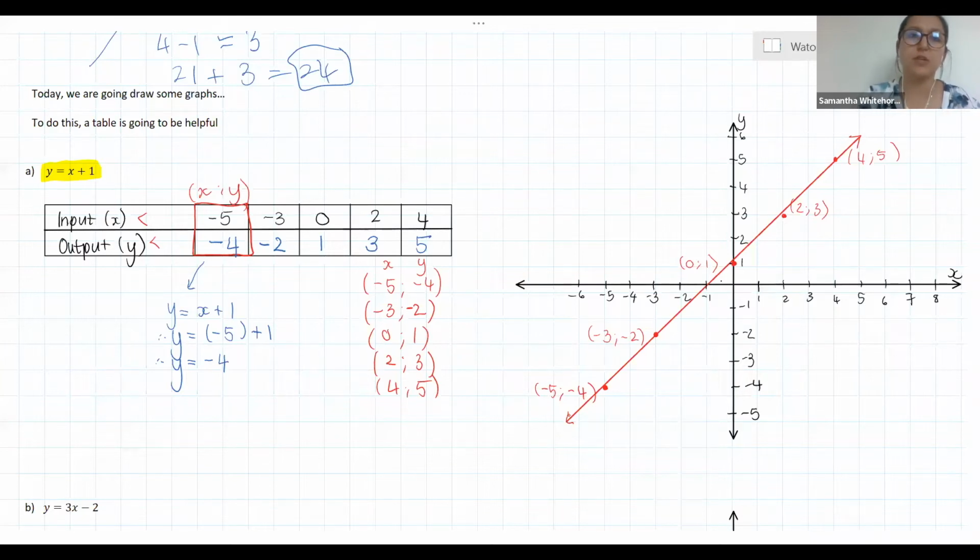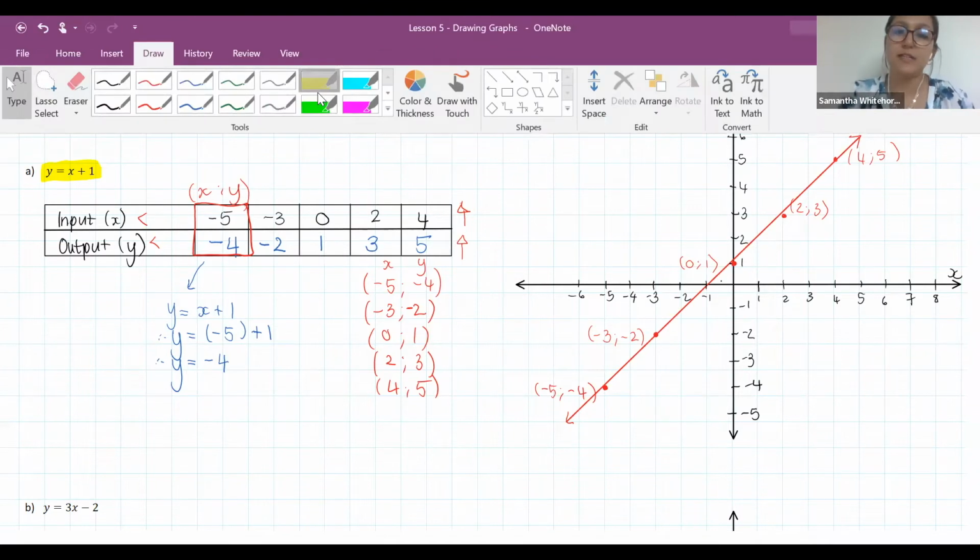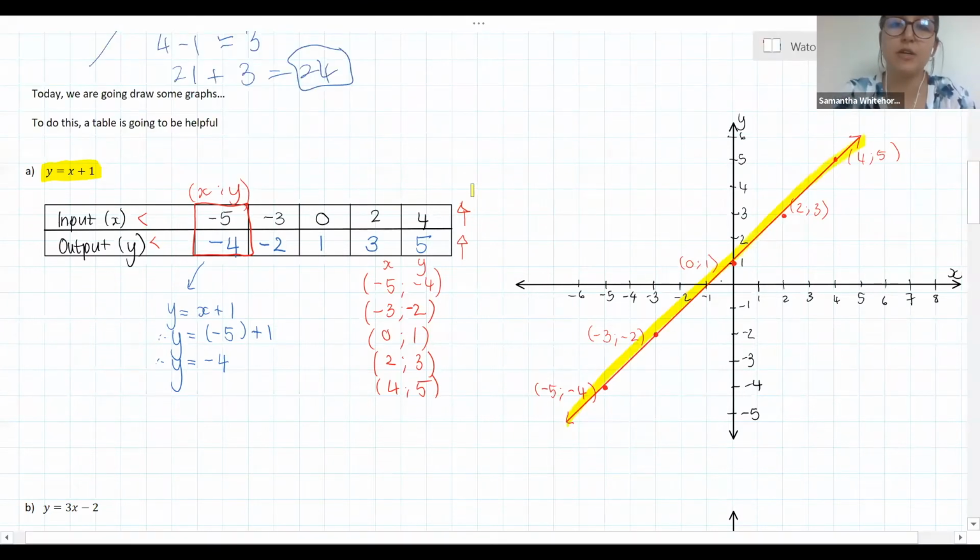Now it is increasing because what we can see is that as the X values are increasing, so I went -5, -3, 0, 2, 4, I'm getting bigger and bigger. My Y values were also increasing. It went from -4 to -2, 1, 3, 5. And so what we're seeing is that my actual graph is increasing from left to right because of this increasing relationship between X and Y. And so this is why graphs are quite useful to us, because it shows visually that the relationship is increasing, that as I increase my input value, my output value is also going to increase.